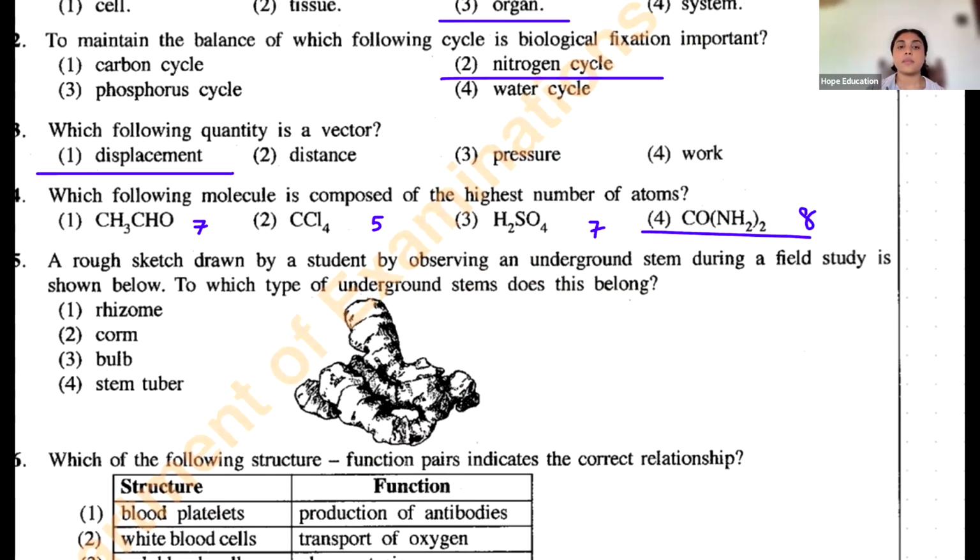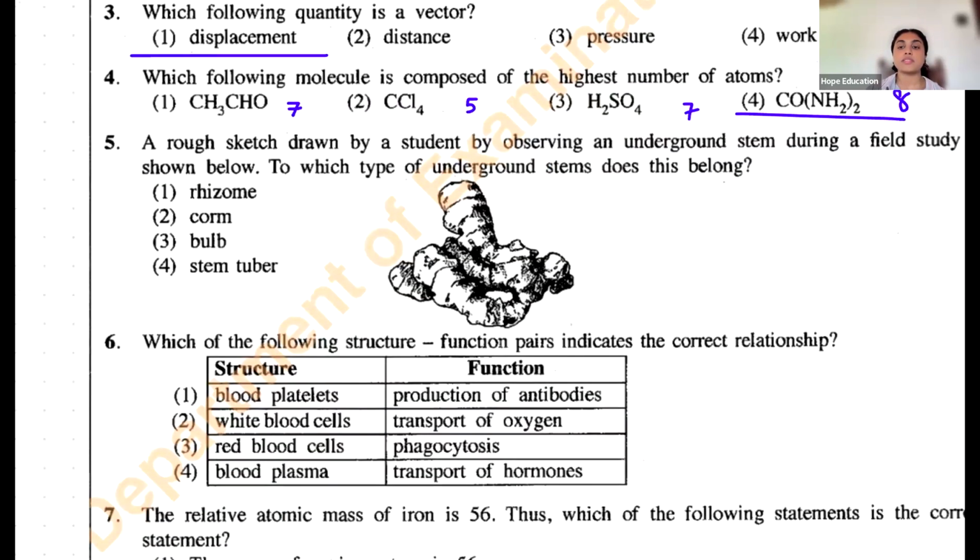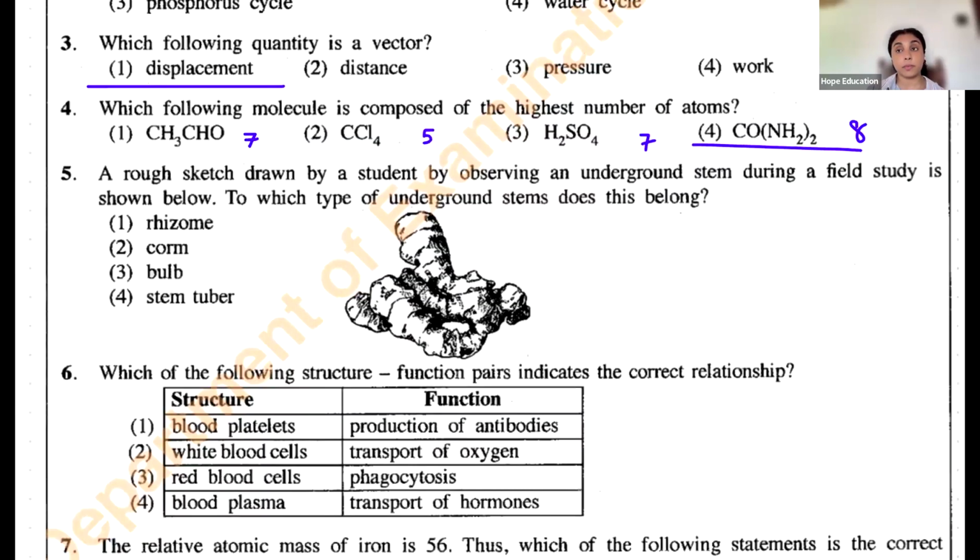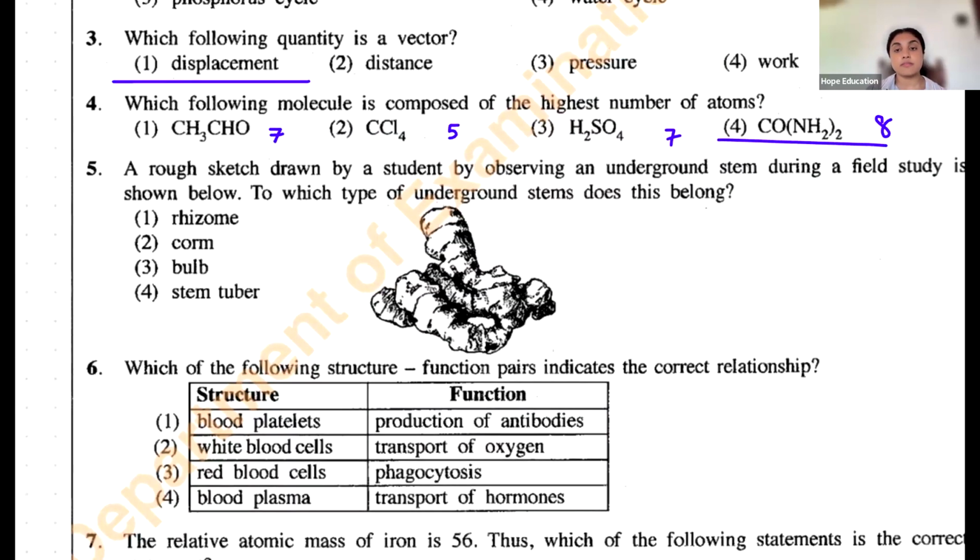A rough sketch drawn by a student by observing an underground stem during a field study is shown below. To which type of underground stems does this belong? What is this? What is shown here? Very obvious, no? What does this picture show? Yeah. Others?